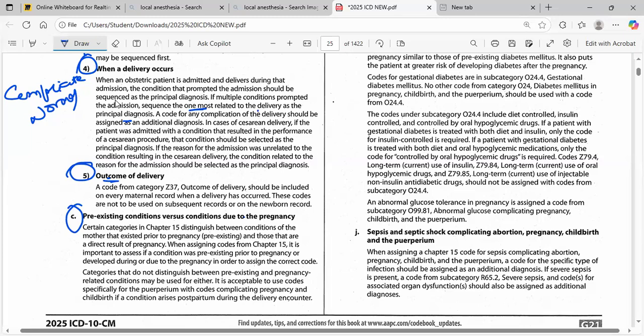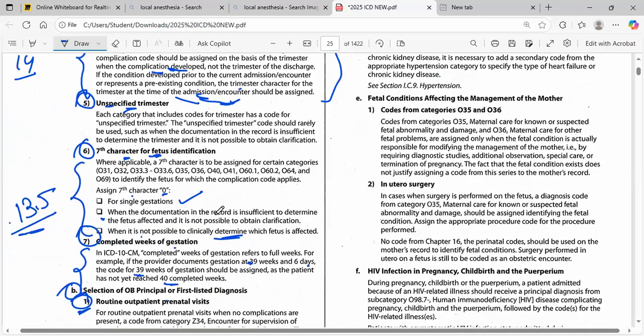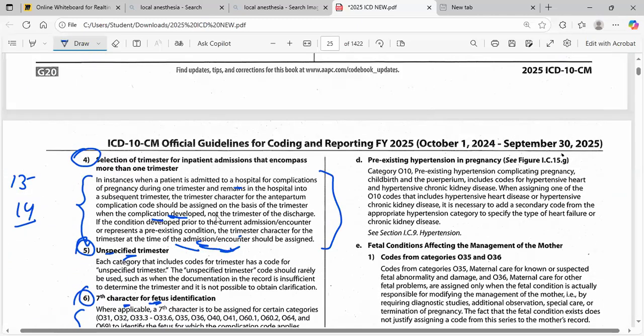We have the same instructions here. So if there is a pre-existing condition, in that case, you have to use O series first because this is related to the pregnancy. You have to keep O series first in both conditions. Then you have to use a code for the condition specifically. It is necessary to add a secondary code for the condition and then you have to use the week of gestation.